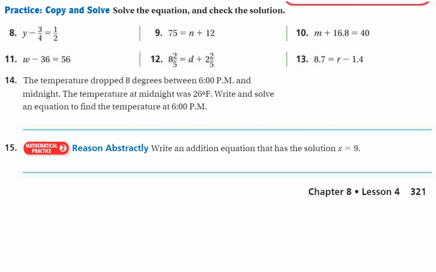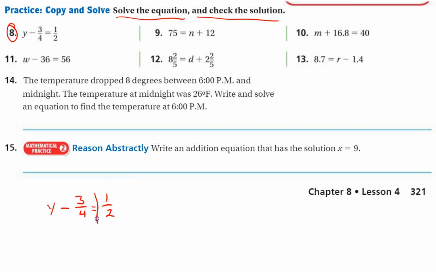That's the ultimate goal. Okay, so it says solve the equation, check the solution. So we're doing exactly what we were doing before. We're trying to figure out what the variable equals, and then we're plugging it in to check. So I'm going to show my work down here. You can use your scratch paper. You can use as much scratch paper as you need. Okay, the first one says y minus 3/4 equals 1/2. It's problem 8.